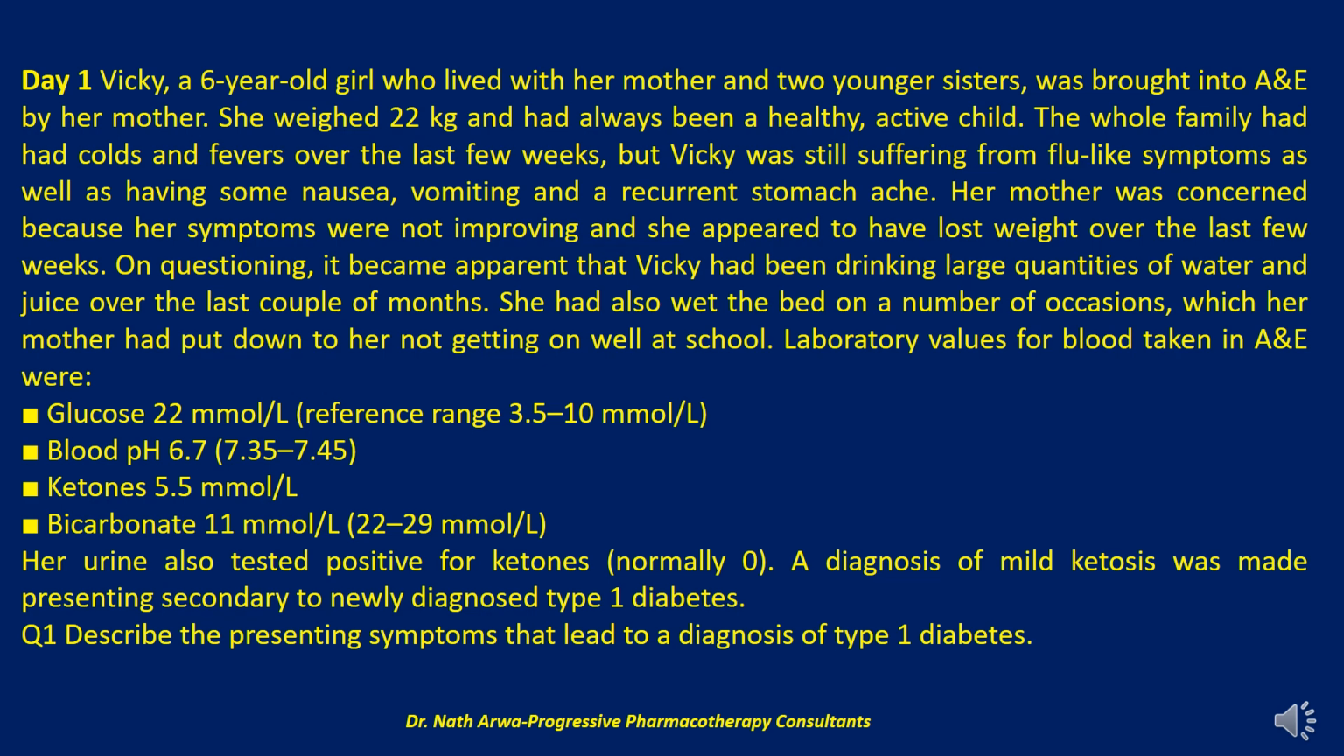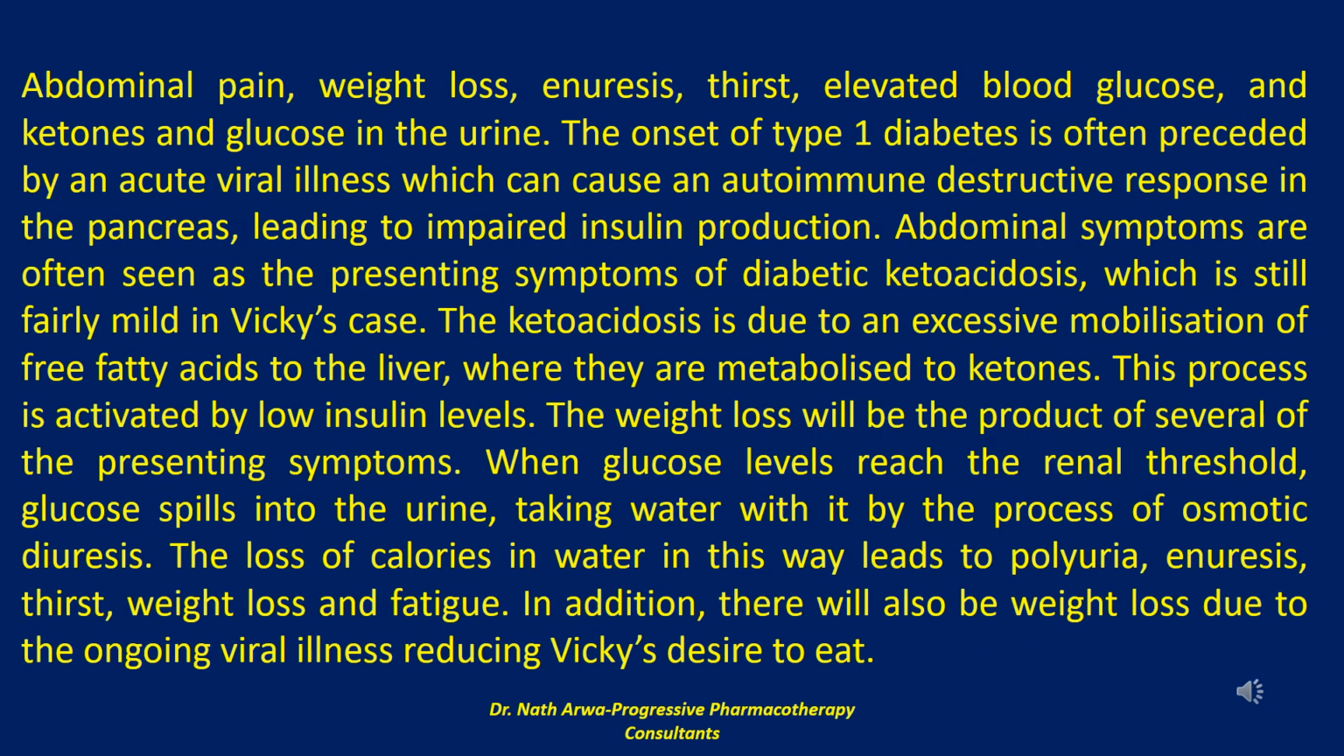Question 1 reads, describe the presenting symptoms that lead to a diagnosis of type 1 diabetes mellitus. They include abdominal pain, weight loss, enuresis, thirst, elevated blood glucose, and ketones and glucose in the urine. The onset of type 1 diabetes mellitus is often preceded by an acute viral illness which can cause an autoimmune destructive response in the pancreas, leading to impaired insulin production.